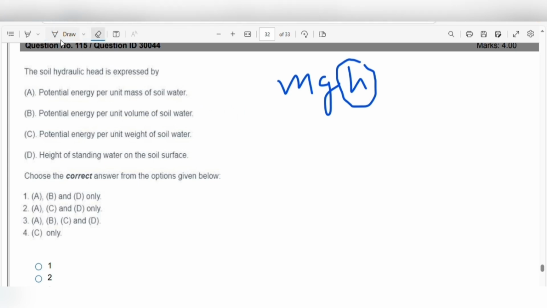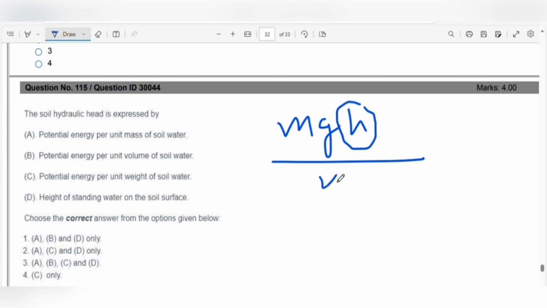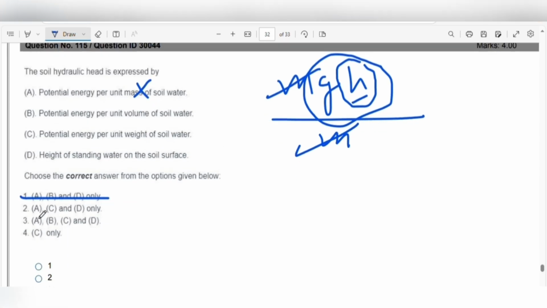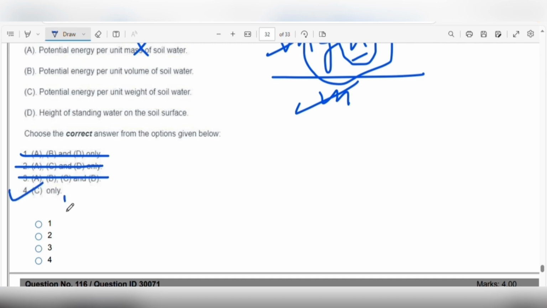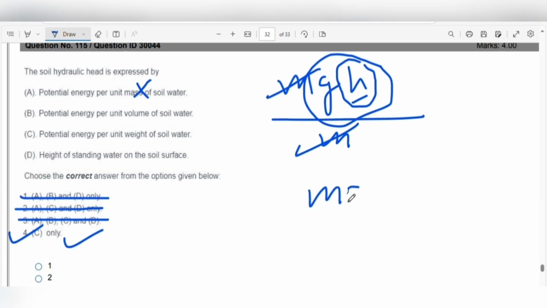So option A says potential energy per unit mass of soil water. So it will be mgh by m. So gh overall is not hydraulic head. We need only h. So option A is wrong. So wherever there is A in the option, we will cut it. And if we cut that, we can already get our right answer. That is C only. Still, we will check. For statement B, potential energy per unit volume of soil water. How can we write the volume?